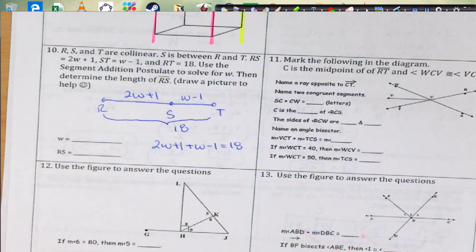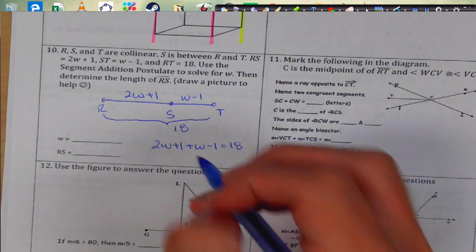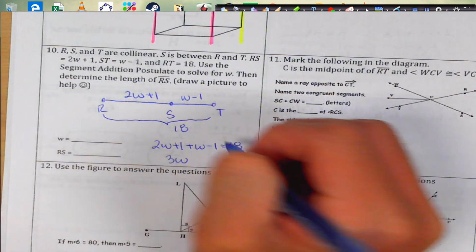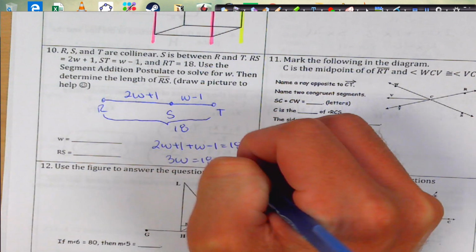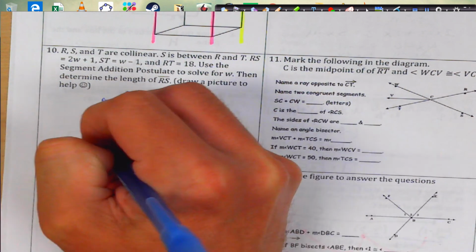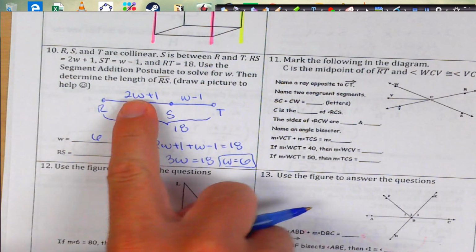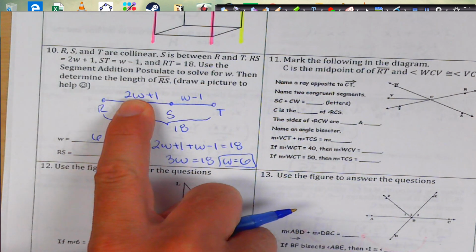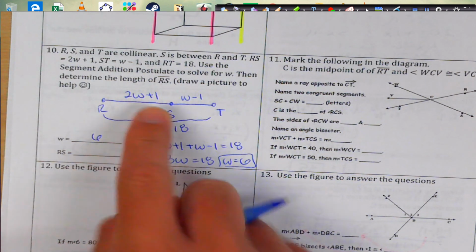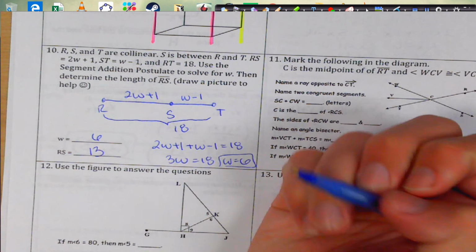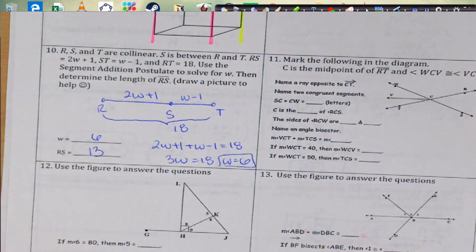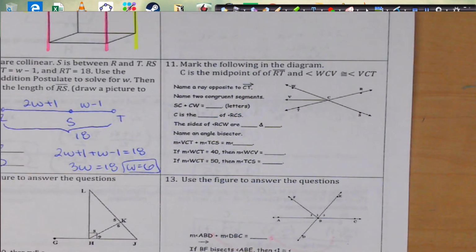Okay, and so there we go. We got 3W, the ones cancel, equals 18, so W is going to equal 6. And then RS, we just plug in 6 for this, so 2 times 6 is 12, plus 1 is 13. Okay? Boom. Number 11, kind of a lot going on in that picture.